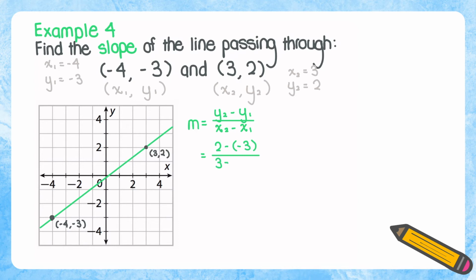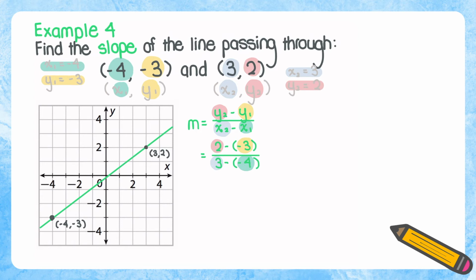And then minus x sub 1 equals -4. So for the denominator, we have 3 minus -4. Please pause if you need to take a look at how I replaced each value with an actual numerical value. So for example, y sub 2 equals 2 and x sub 1 equals -4. So take a look at how I replaced each value.